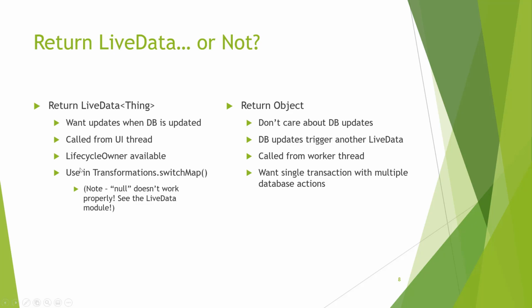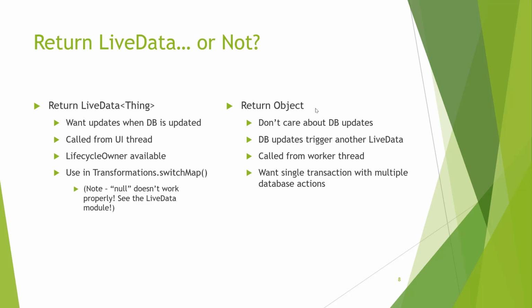Now, another place where this is really helpful is in a transformation switch map. Again, note that null doesn't work properly in transformation switch map. Take a look at the live data module and then that fix that I had for the switch map there. But this sets it up so that you can say anytime one live data changes, go to the database, get the live data for whatever data you needed to load from the database, and it'll get filled in when it needs to. That way you don't have to set up any threading or anything like that. It's really convenient.